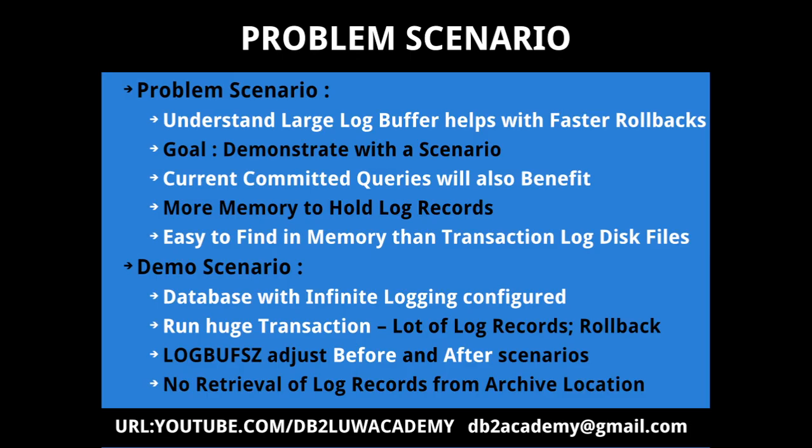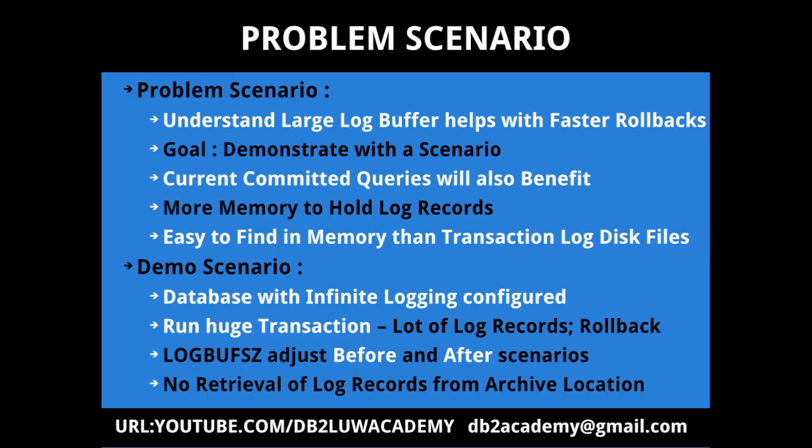So you can use the logbufsz parameter for before and after scenarios. Run a huge transaction with a small log buffer size and roll back, and you will see that retrieval of log records is happening, which means the rollback requires log records that it cannot find in the log buffer memory area. So it accesses the disk, and they are not available in the active log location because you have configured infinite logging. So it has to retrieve them from the archive location, play them back and do the rollback.